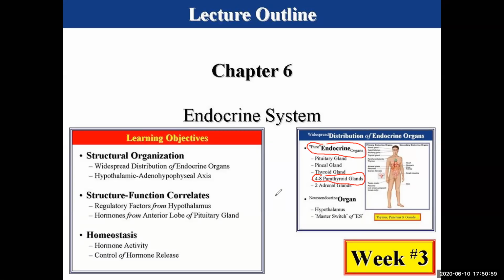And then finally, we mentioned the neuroendocrine organ, the hypothalamus, controlling the entire endocrine system. There are also other structures, other organs that do not belong to the endocrine system. They belong to other organ systems, yet they produce and secrete hormones. So they do have endocrine functionality, but that's not their main job, right?